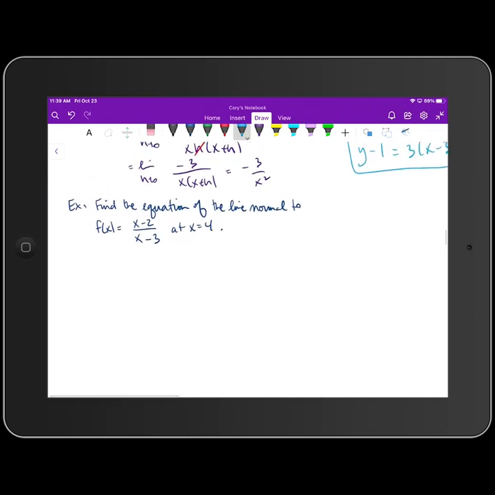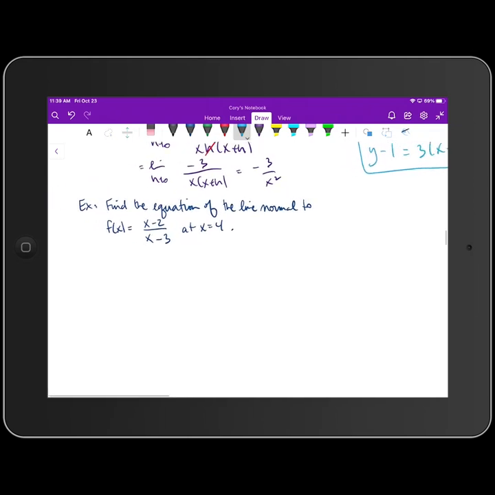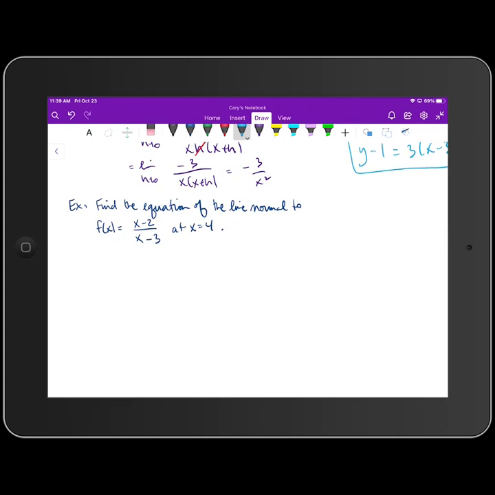So one more example, and then we'll finish off part 1 of the lesson. There are 2 more parts to go, so that tells you how long this lesson is going to be. The directions here ask us to find the equation of the line normal to f of x equal to x minus 2 over x minus 3 at x is equal to 4.